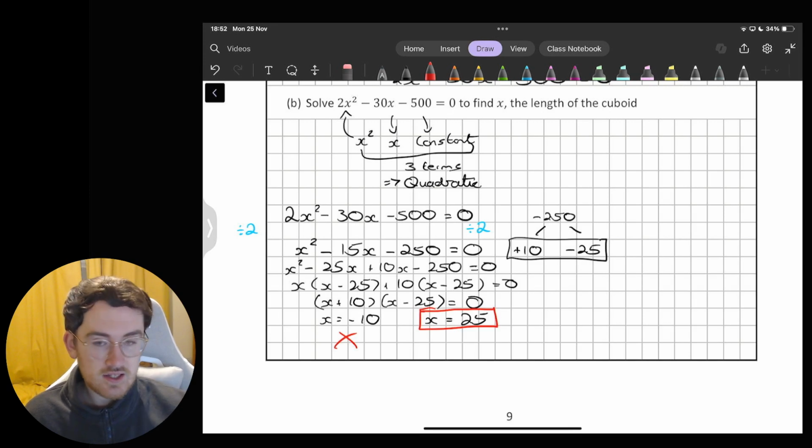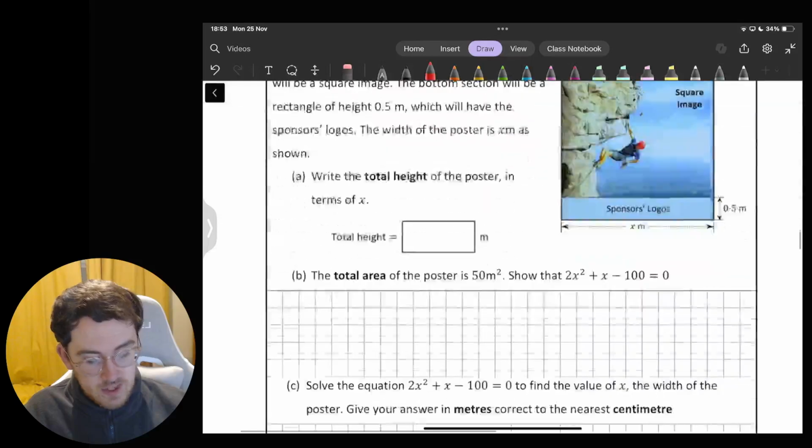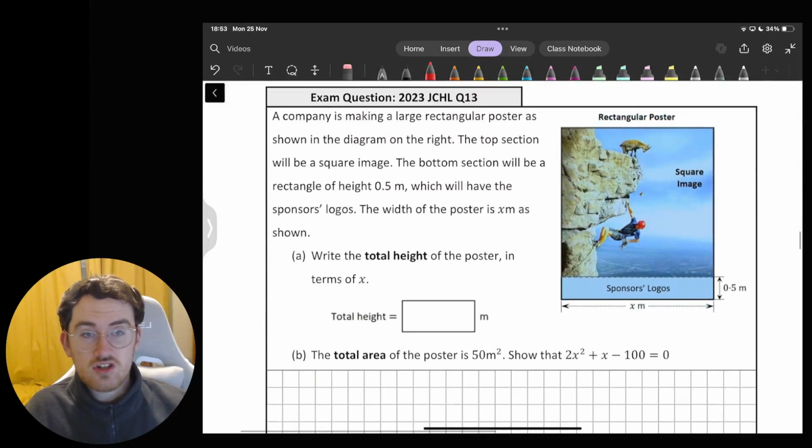Okay, so that's another aspect to consider here within these questions as well. Okay, so we'll continue onwards a little bit and look at some of the other parts here. We'll look at maybe an exam question. So this is from the 2023 Junior Cert exam.